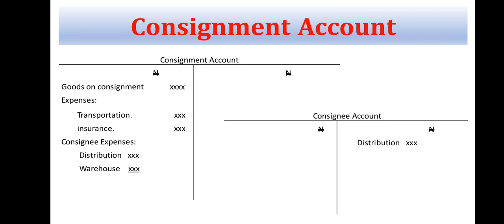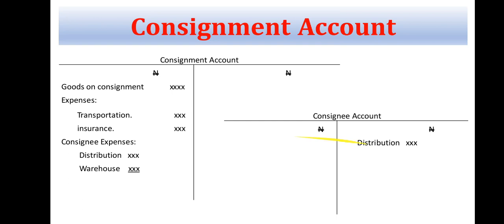So warehousing, where he stores those goods, will be an expense, which means that will also be debited to the consignment account. The corresponding credit entry will go to the consignee's account, because the expense is incurred by the consignee. If there are other expenses incurred by the consignee related to the goods we are talking about, all those expenses will be debited to the consignment account, while the corresponding credit entry will go to the consignee's account.